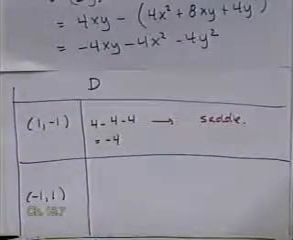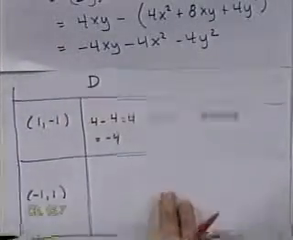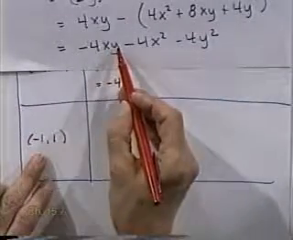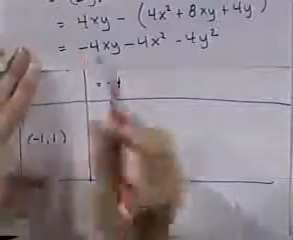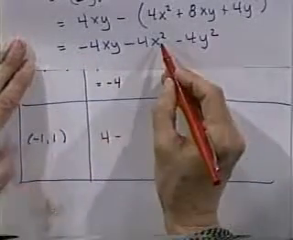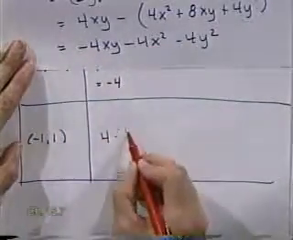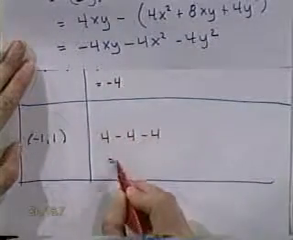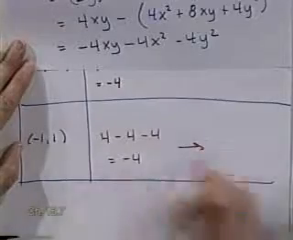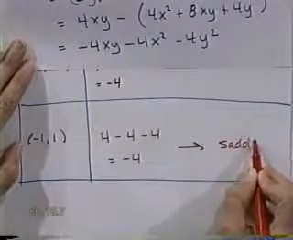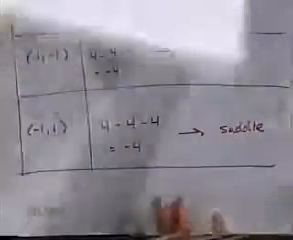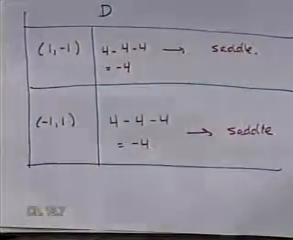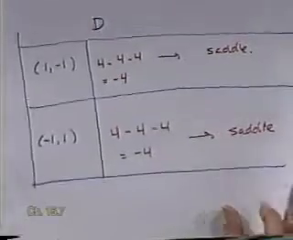Okay. In addition, I need to evaluate my discriminant at negative 1, 1. Well, negative 1 times 1 is a negative 1, times a negative 4 is 4, minus negative 1 squared is 1, so that's going to be a minus 4. Negative 4 times 1 squared is minus 4, and again, I get a negative 4. When the discriminant is negative, I have a saddle. And therefore, we have a saddle at both my candidates for max-mins at 1, negative 1, and negative 1, 1.